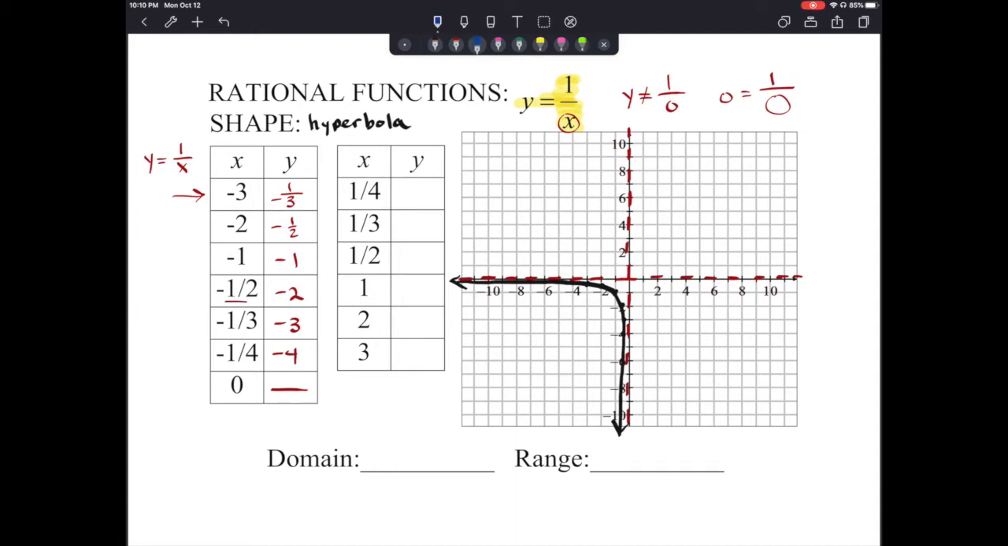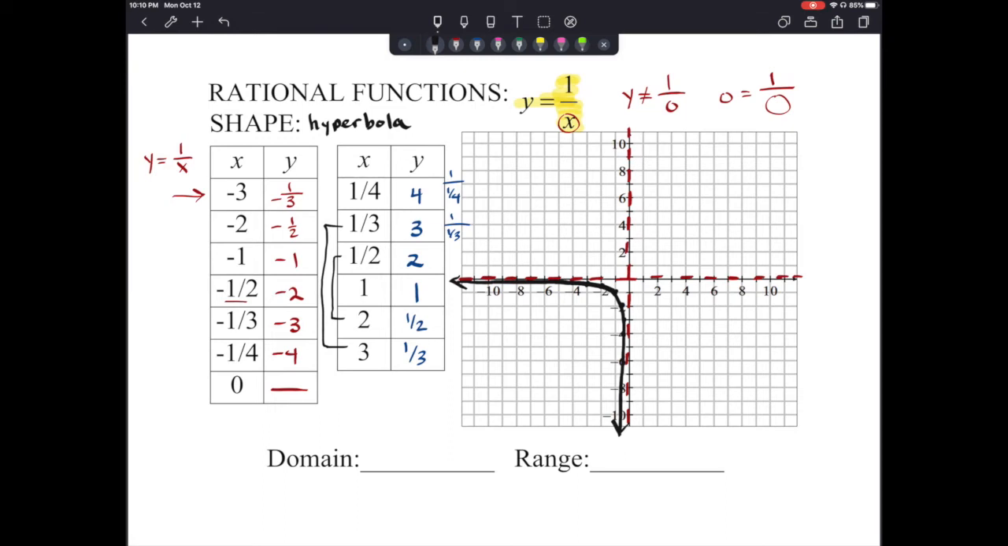If I do 1 divided by 1/4, I get +4, which means that 1 divided by 1/3 would be 3. This would be 2. 1 divided by 1 is 1. 1 divided by 2 is 1/2, and 1 divided by 3 is 1/3. So you can see here we have some points that are very similar, right? 1/2, 2, and 2, 1/2. We have 3, 1/3, and then 1/3, 3. And that's what helps to create our hyperbola shape.